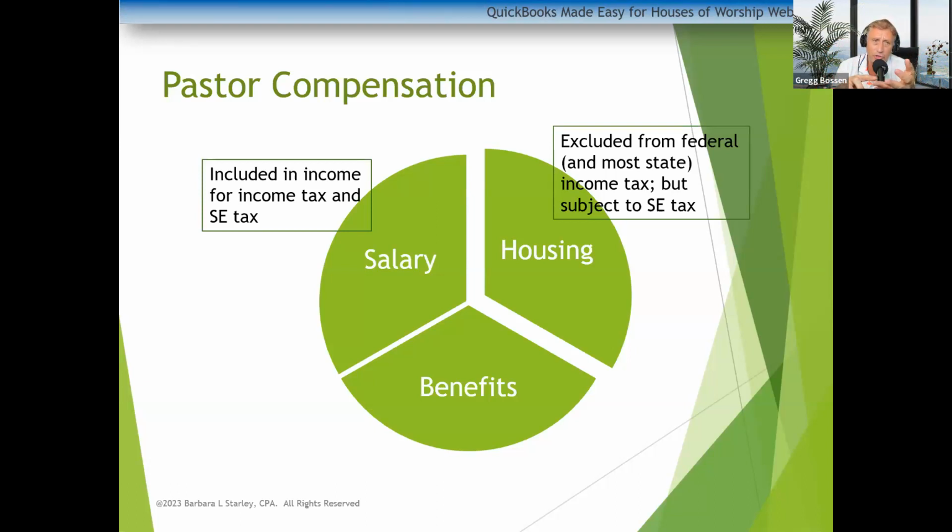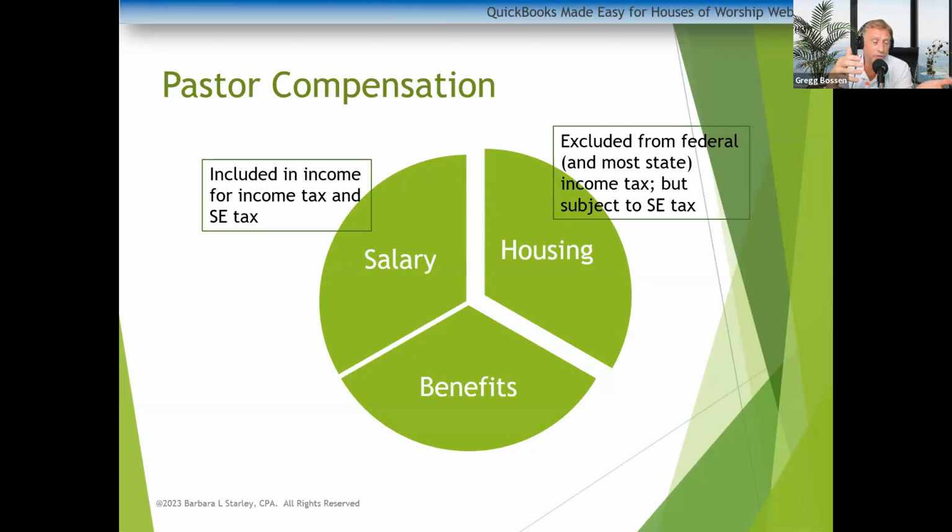And that's Social Security and Medicare tax. If you work for somebody else, half of it's deducted off of your check, and then the employer pays the other half. But if you are a pastor or you're working for yourself, you pay both shares, and it's called self-employment tax. And she's calling it SECA.